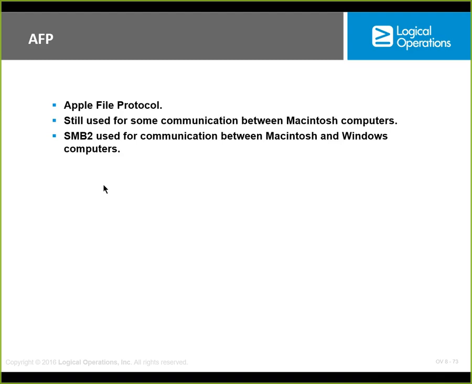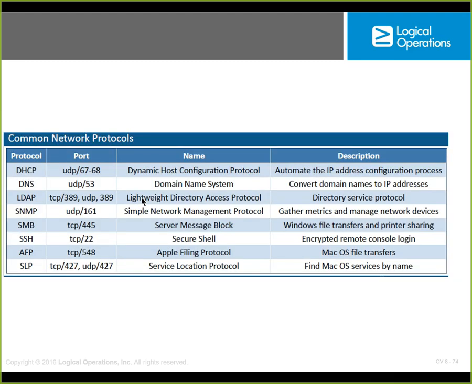AFP, Apple File Protocol, is still used by some Mac computers. SMB2 is used to communicate between Windows and Mac. So they can communicate, not as bad as they used to be about not being able to talk to each other, but SMB2 is used for communication between the two major operating systems.